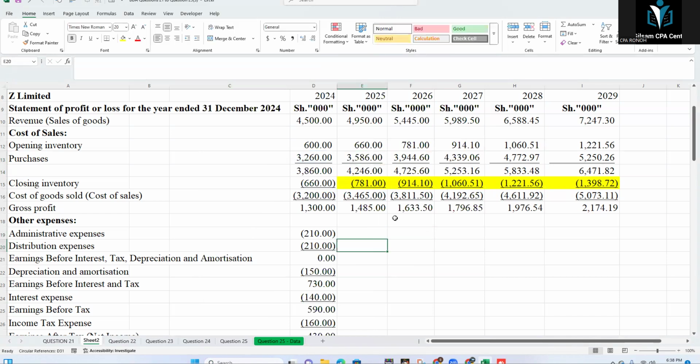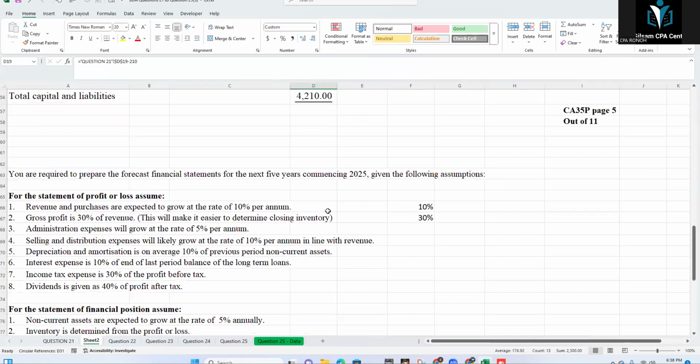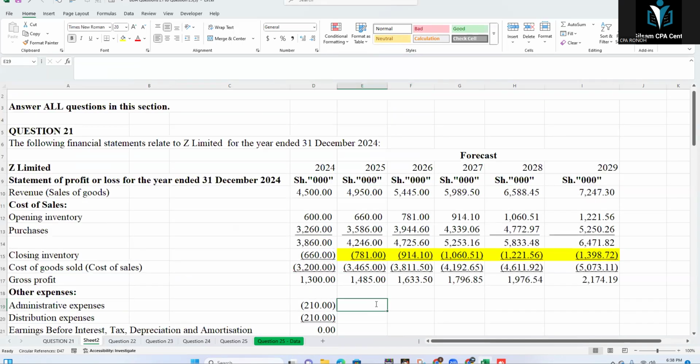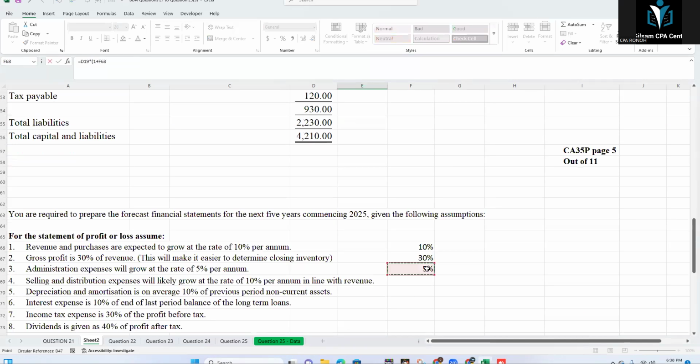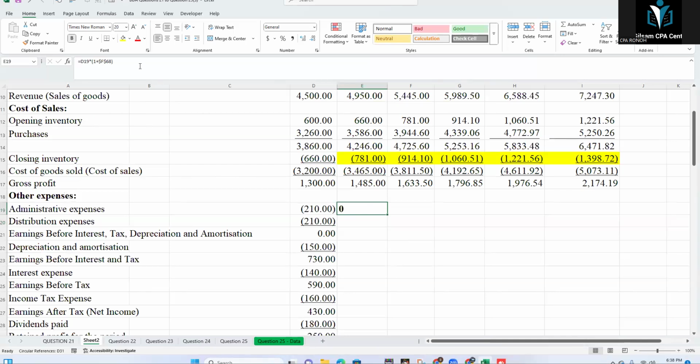Okay, now for expenses. Tumeambiwa administrative expenses distribution. So what is the rate for expenses? Admin will grow at 5% per annum. So I'll just say equals, multiply by this in bracket 1 plus whatever I have here, and then press F4, enter. Am I getting 0? Unless this is not the number.